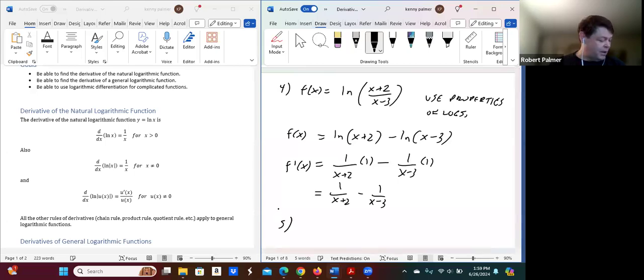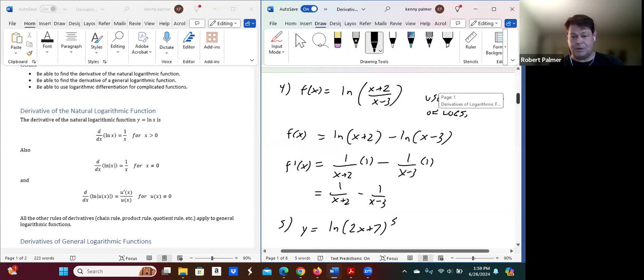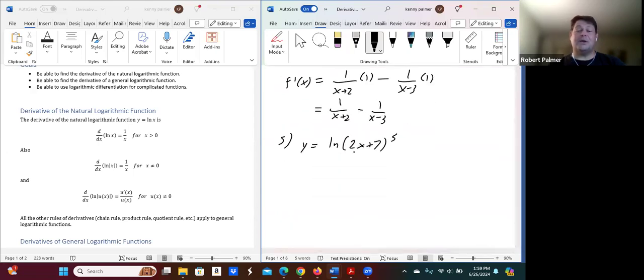Okay, number 5, one more like that. So this time, let's say we have y equals the natural log of (2x plus 7) to the 5th. Now once again, I can do this, and I'm actually going to show you both ways to show this does work.